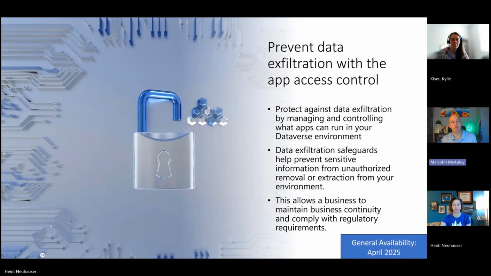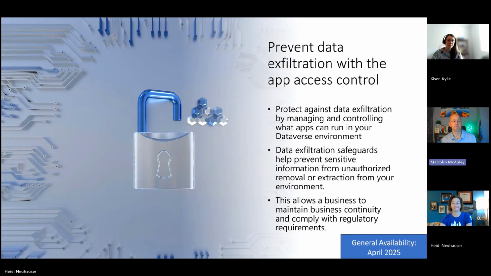So just preventing data exfiltration, which is the removal of data from your system, with app access control. So you can see some examples there, what it's going to do. Any safeguards that you can put in place to help protect your data, those are important ones. You want to build those walls as strong as you can. So that was one that jumped out. And again, not necessarily a new thing because it's been through the release planner for a while. I don't know that we've ever actually touched on this one, but an important one. So you've probably seen it there, GA in April.